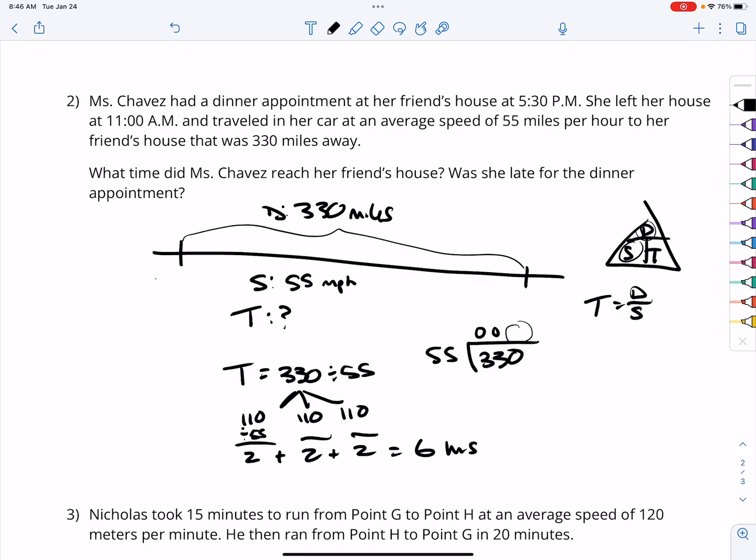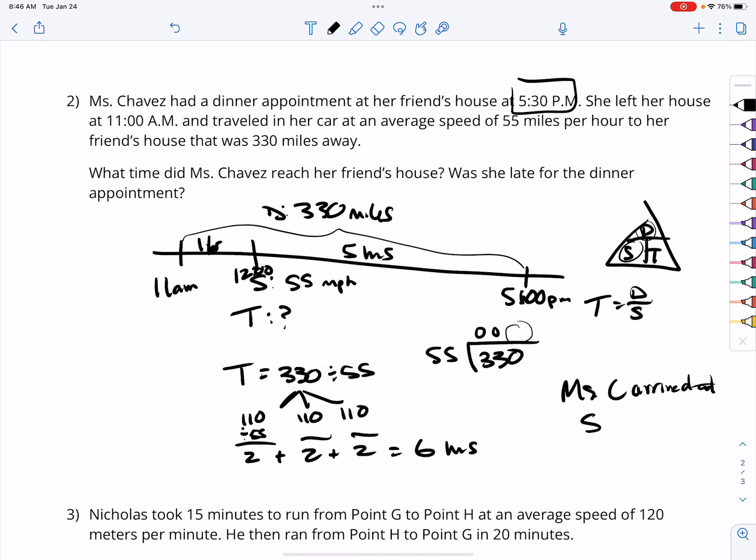So if she leaves at 11 a.m., I know 1 hour would get her to 12 o'clock. And then if she has 6 hours, that means 5 more hours will get her to her friend's house at 5 o'clock p.m. So she will be there in time. So she arrived at 5 p.m. She was not late. Awesome. Good job, Ms. Chavez.